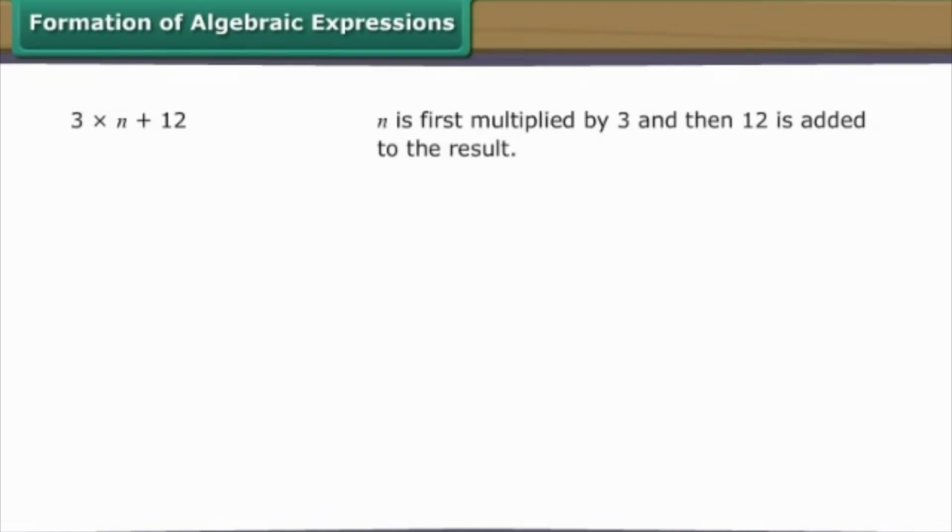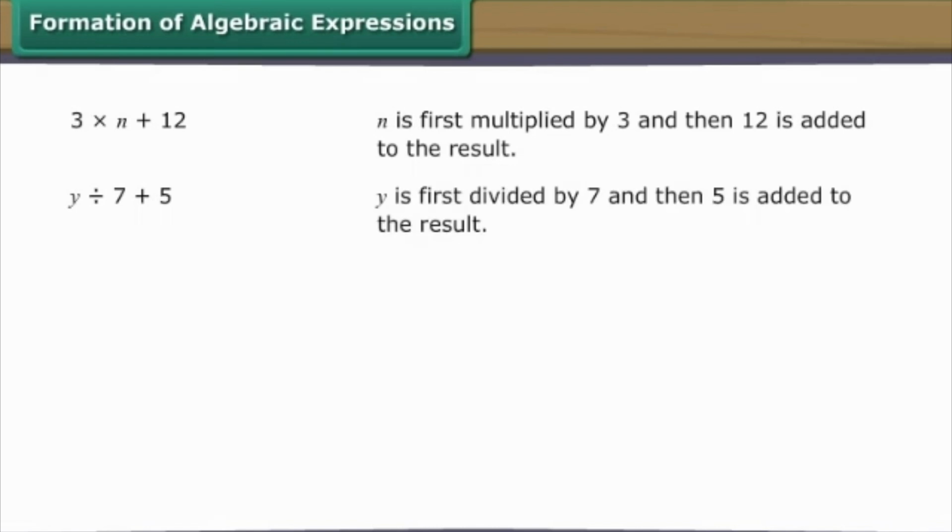Formation of algebraic expressions. Let us now take up some algebraic expressions and explain how they are formed. 3 into n plus 12. N is first multiplied by 3 and then 12 is added to the result. Y divided by 7 plus 5. Y is first divided by 7 and then 5 is added to the result.